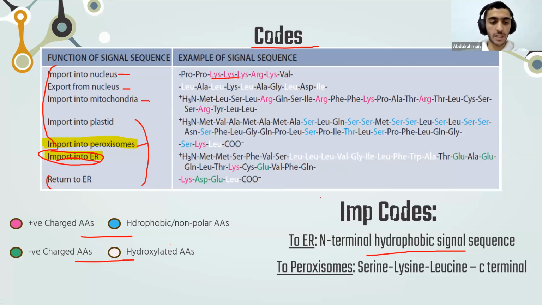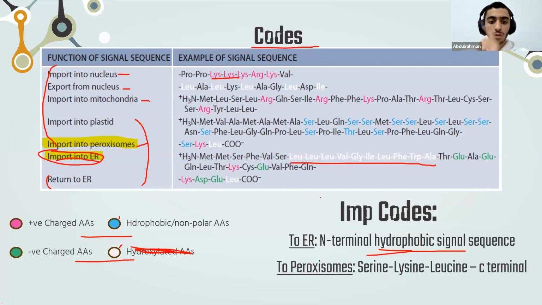So I made a mistake here. I should switch the colors. White is actually hydrophobic and blue is hydrophilic. So basically, look at the text and ignore the colors because I made a mistake here. Okay, so it's basically a series of hydrophobic amino acids.